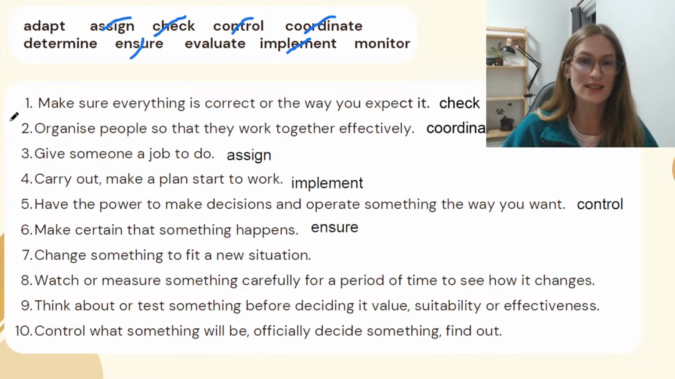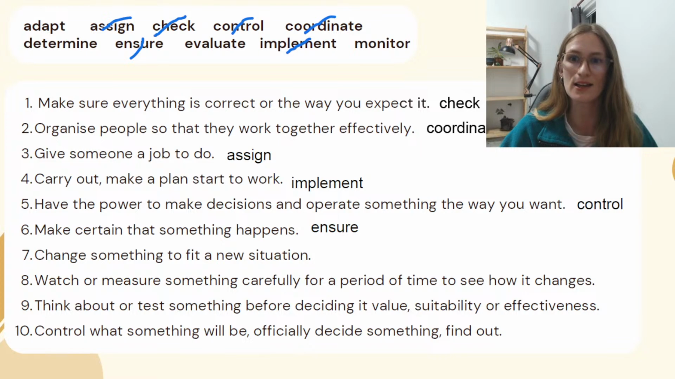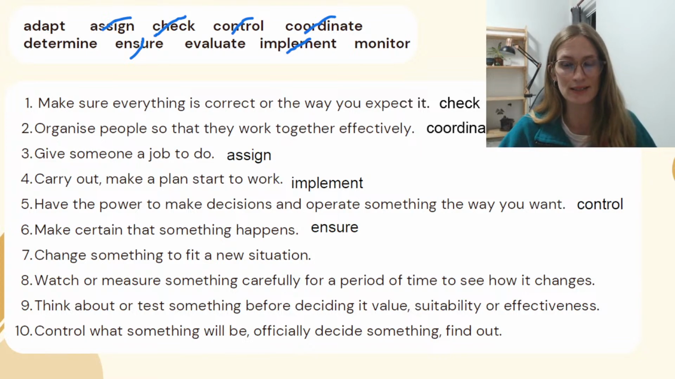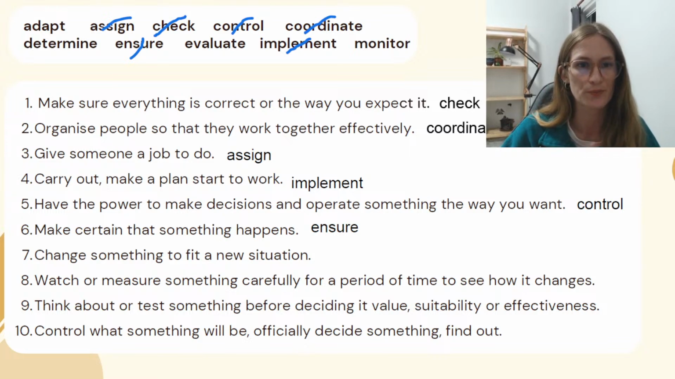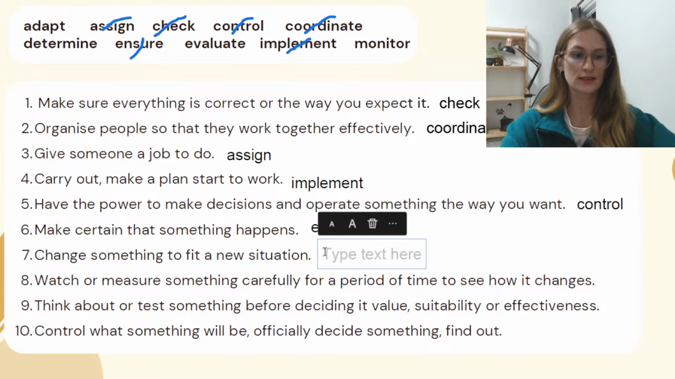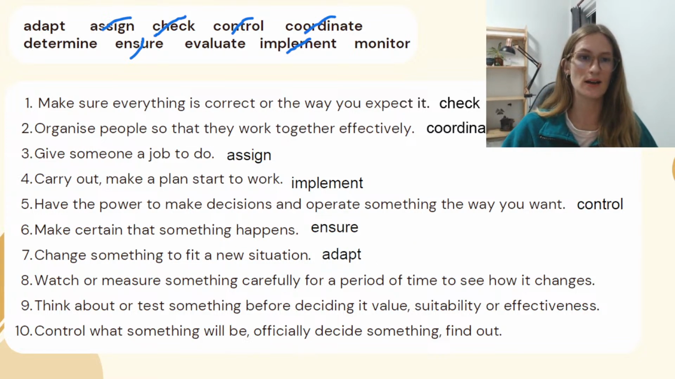To make certain that something happens is the same as saying to make sure, so of course it is ensure. I will ensure that I see to that. I will ensure that my students improve. Number 7, change something to fit a new situation. Adapt. Excellent.